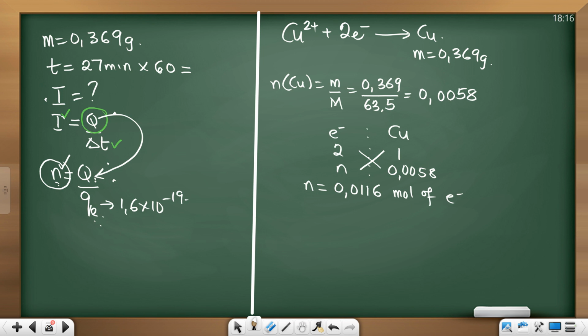Oh, guys, now you have N. I've got a lot of stoichiometries to do. Guys, now wait. That means you were not following everything I was saying. Do you have N? Do you have QE? Put it there. Cross multiply. What do you get? Q. Bring that Q here. I equals to Q over T. You get your I.